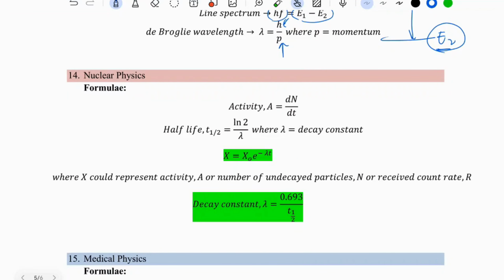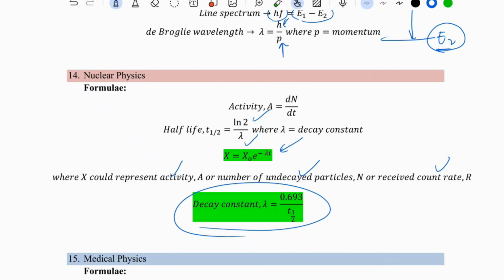Next, chapter 14, nuclear physics. Okay, so first equation, activity. Activity is the rate at which nuclei decay, so this is something you should know: dN over dt. Then finding half-life is ln 2 divided by lambda, where lambda is your decay constant. And the decay constant formula here is given in your exam. Good news, right? Then we have this one here, where X could represent activity, number of undecayed particles, or received count rate, depending on what the question wants you to find.